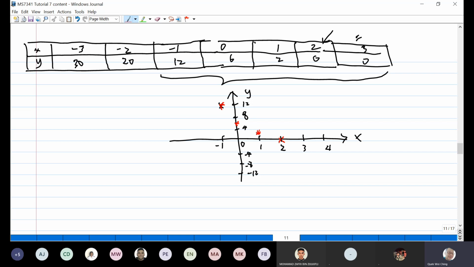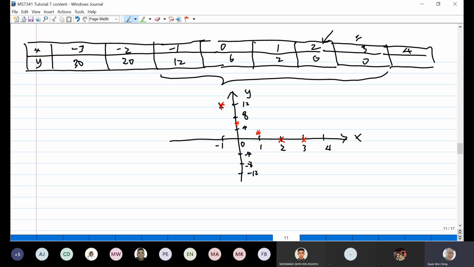3 also gets 0. How about 4? Hopefully you can see the pattern here. How does this thing look like? This type of curve is called a parabola. Okay, parabola here. So make another one, 4. You see the pattern here.